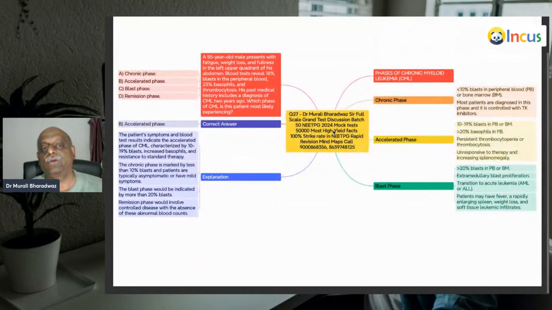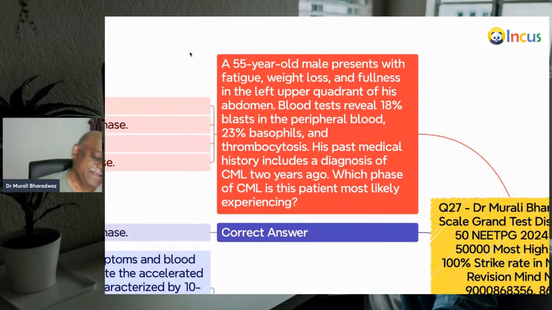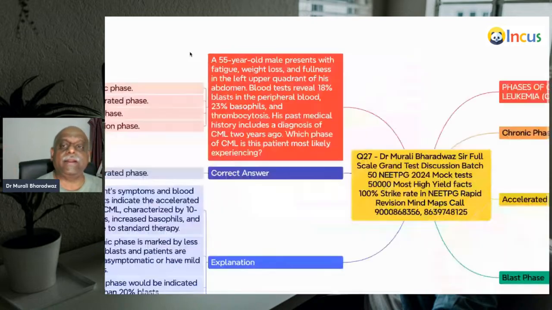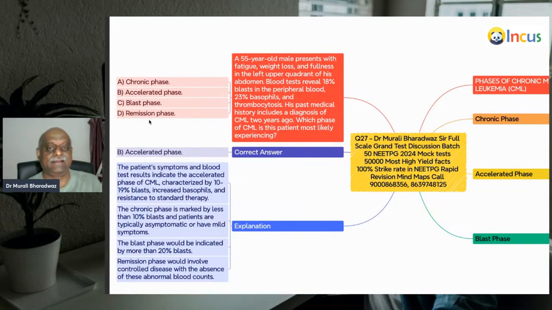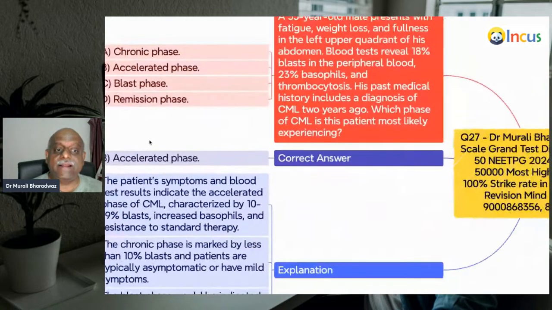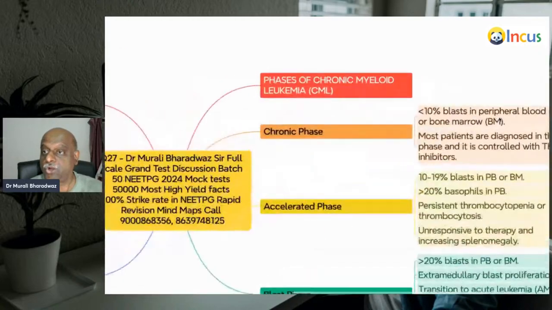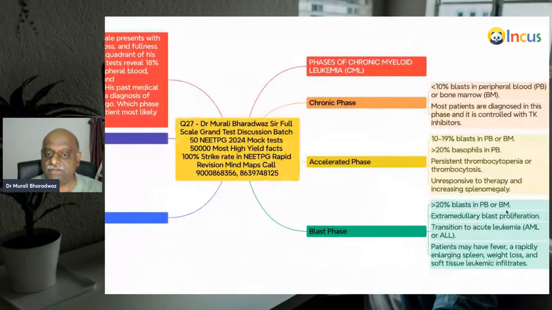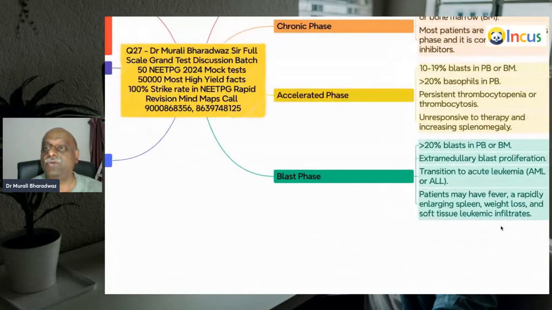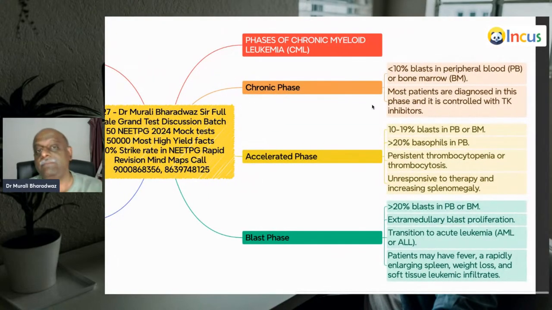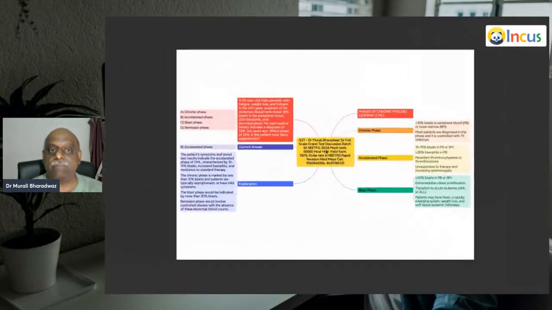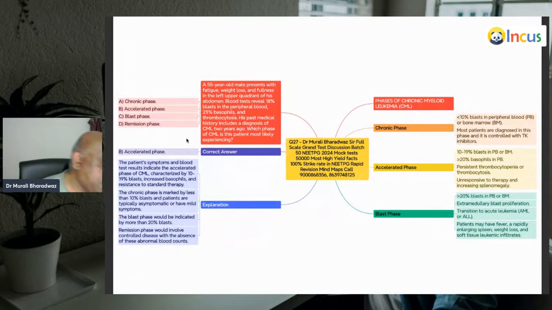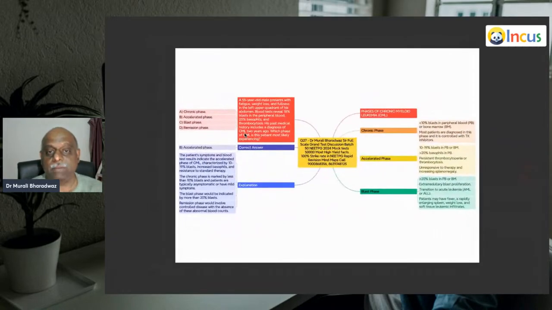A little bit of quizzing, don't worry if you don't know any of them also. A 55-year-old male, fatigue, weight loss, fullness in the left upper quadrant, blood test reveals 18% blasts, 23% basophils. So what is this phase called? Accelerated phase. So you should know, chronic phase, accelerated phase, blast phase. That is how you need to remember, doctor. Less than 10% blasts is chronic, 10 to 19 is accelerated, more than 20% blasts is called the blast phase of chronic myeloid leukemia.